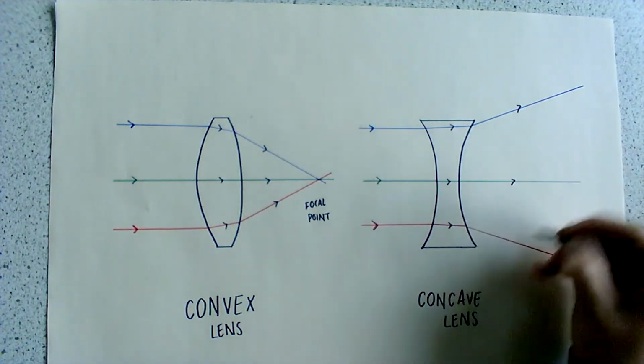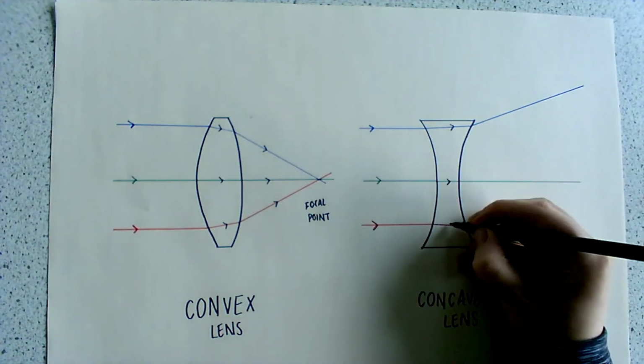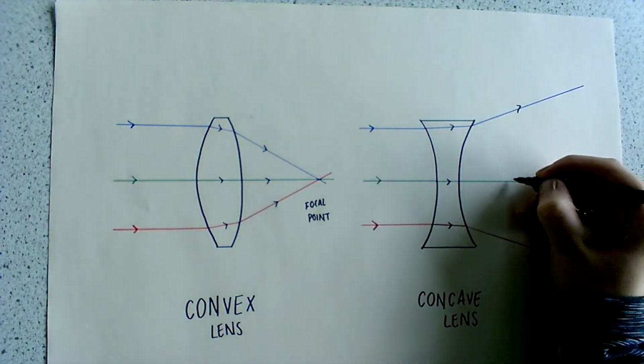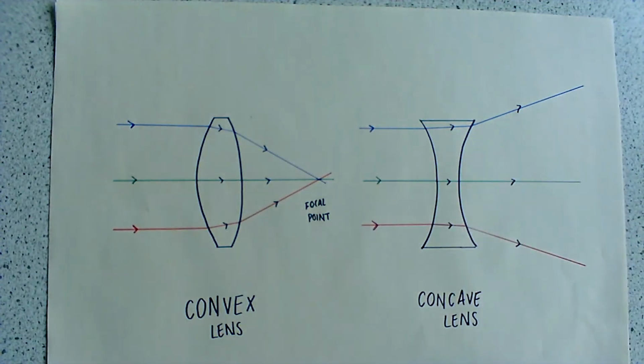So both diagrams show the refraction of light. The convex lens makes the light rays come to a point. The word for this is converging, so it's sometimes known as a converging lens. The concave lens makes the light rays spread apart. The word for this is diverging. So again, it's sometimes known as a diverging lens.